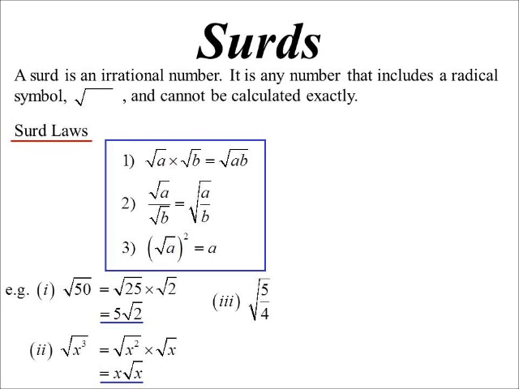Root 5 on 4. Well, I don't know the square root of 5, but I do know the square root of 4. So I can tidy that one up, root 5 on 2. Root 20 on 9. So again, I do know the square root of 9, but also the square root of 20 can be simplified because there is a perfect square that goes into 20, that of course being 4. So 2 root 5 over 3.